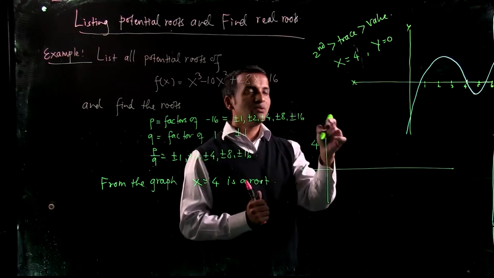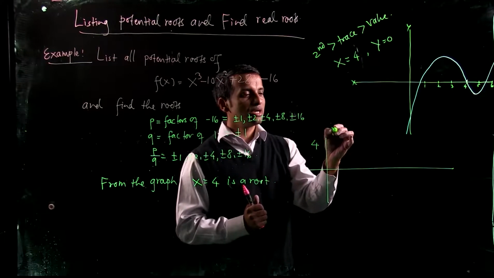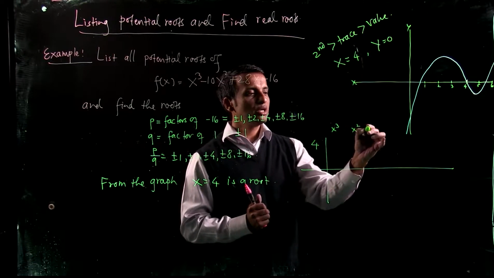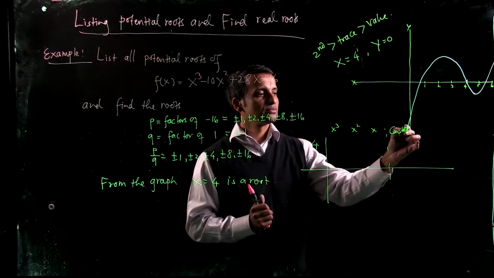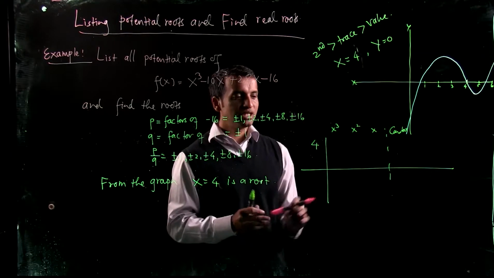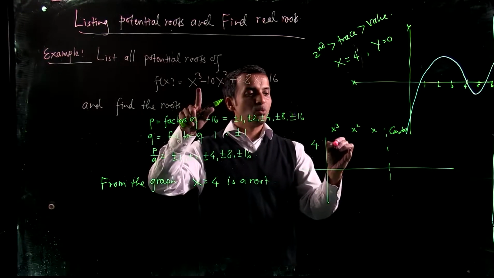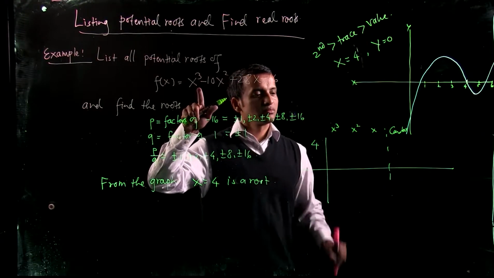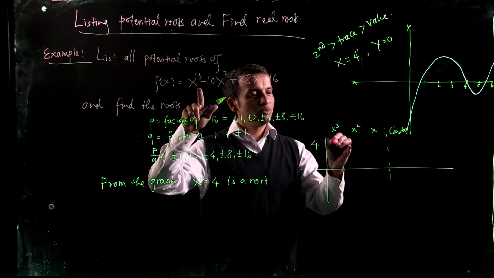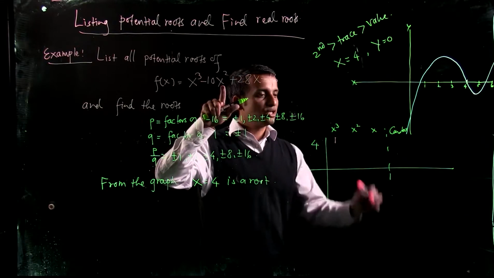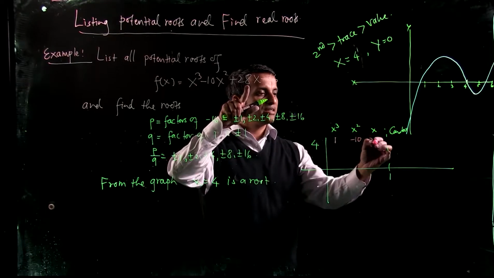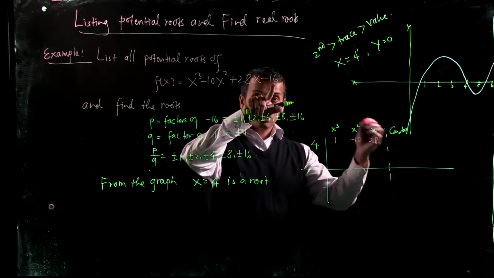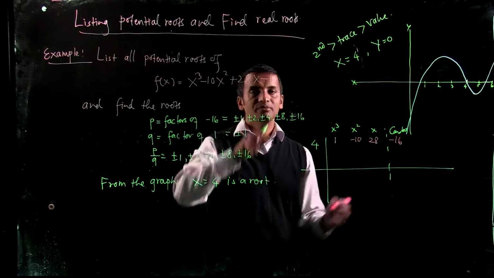Okay, now what is the highest degree term? x cubed, x squared, x, and then the constant. Now write down the coefficients. The coefficient of x cubed is 1. The coefficient of x squared is -10. The coefficient of x is 28, and the coefficient of the constant is -16.